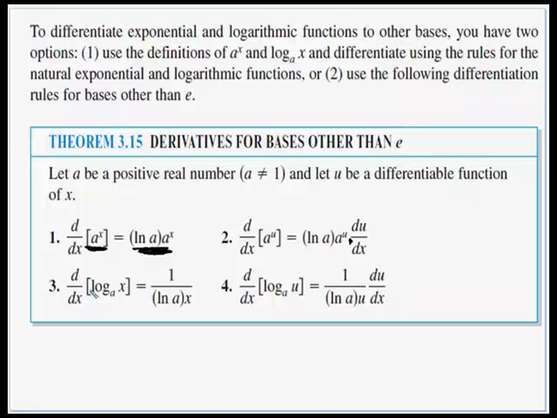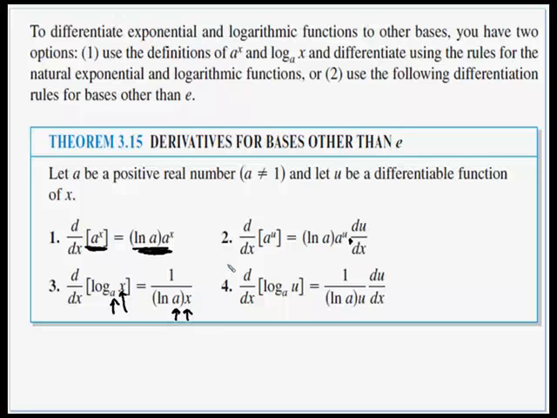Now for the non-natural logs, here we have log base a of x. We want to take the derivative of that, and its derivative is just 1 over the ln of a times x. Whatever this number a is goes right here after the natural log. Whatever this number x is just moves right over here. 1 over natural log of a times x.